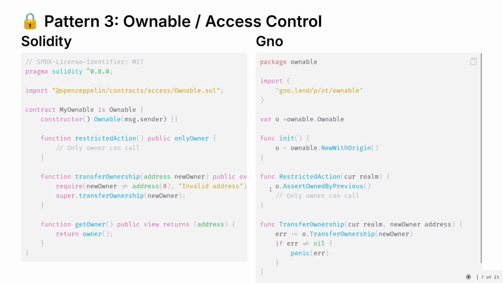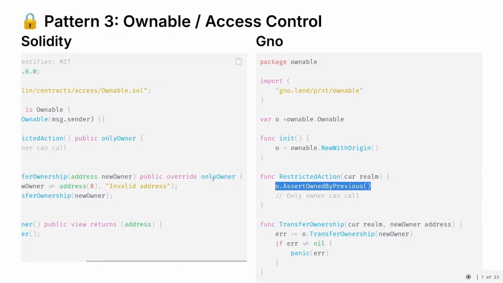And even though we don't have any modifier in GNO, you just have to call the function assertOwner previously to be sure you can execute these functions, while in Solidity, you just have to add the onlyOwner modifier.